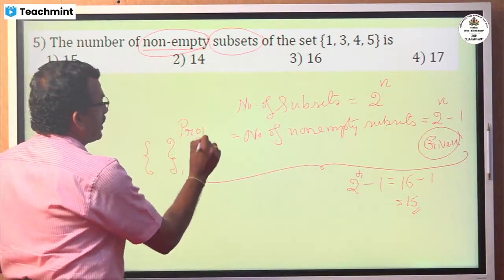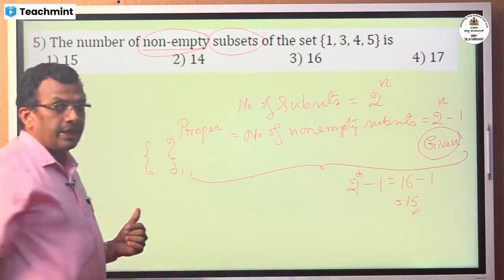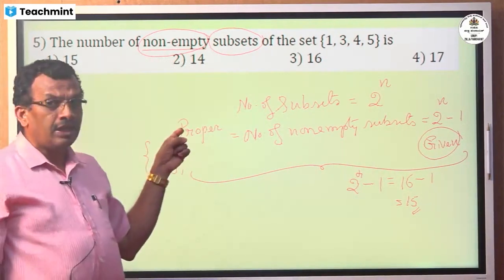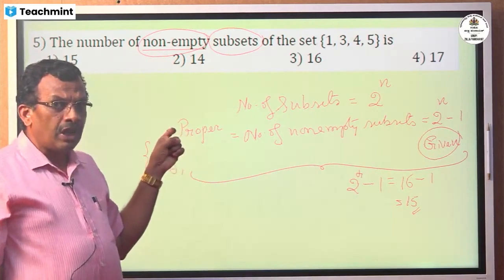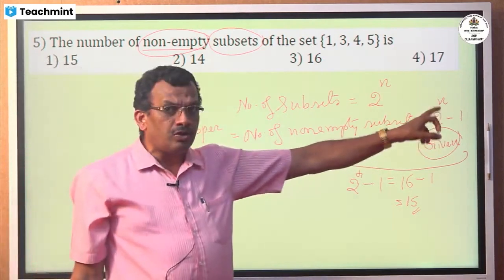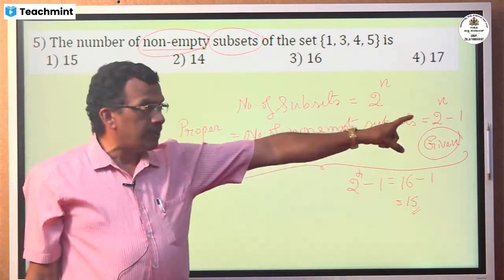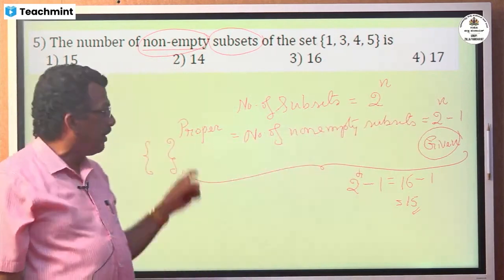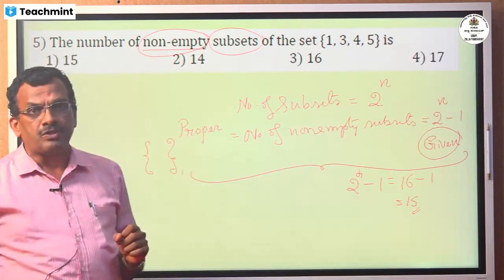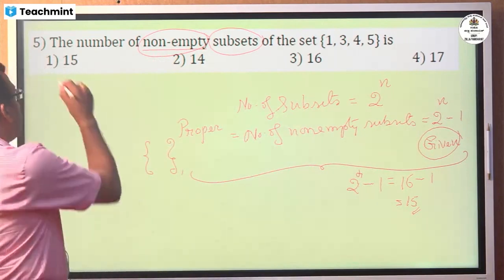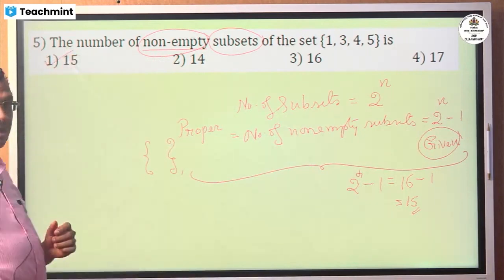Instead of asking non-empty subsets in the examination, if they ask what are the proper subsets, number of proper subsets is always equal to 2 to the power of n minus 1. Number of non-empty subsets is also 2 to the power of n minus 1. Number of proper subsets is also 2 to the power of n minus 1. Hence your solution is option 1.